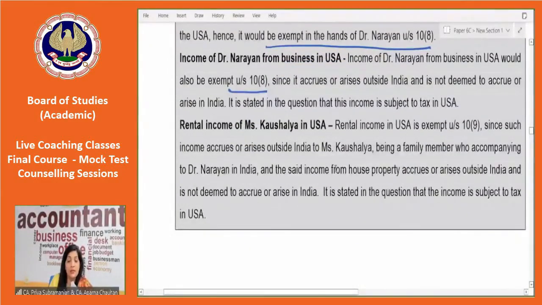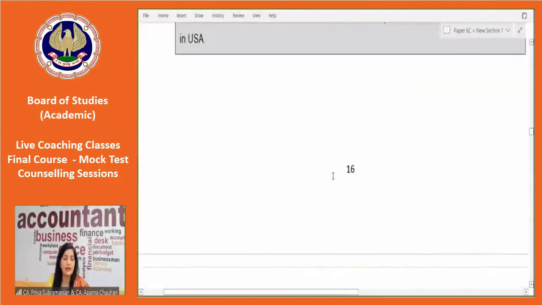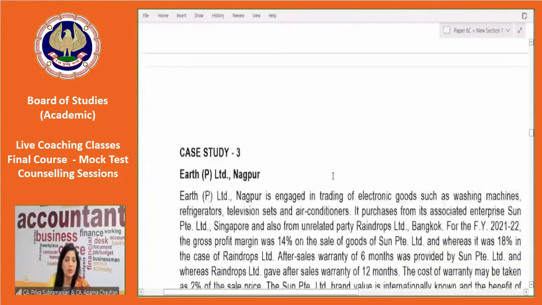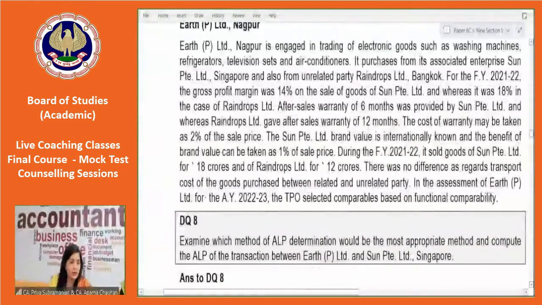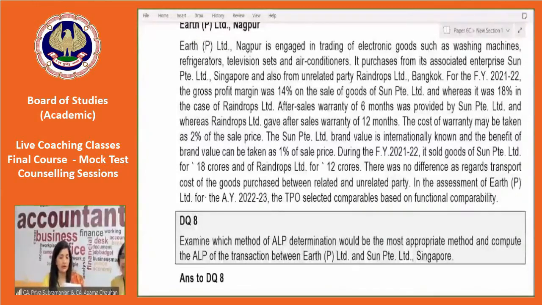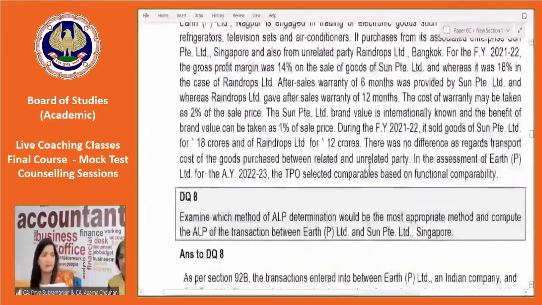and that income is also taxable or subject to tax outside India, that income in the hands of that family member would also not be deemed to accrue in India, and accordingly, such income would also be exempt in the hands of that family member, right? So the rental income in USA is also exempt in the hands of Ms. Kaushalya. This is regarding this case study 2. Let's see if there are any queries. I think now we can proceed with case study 3.